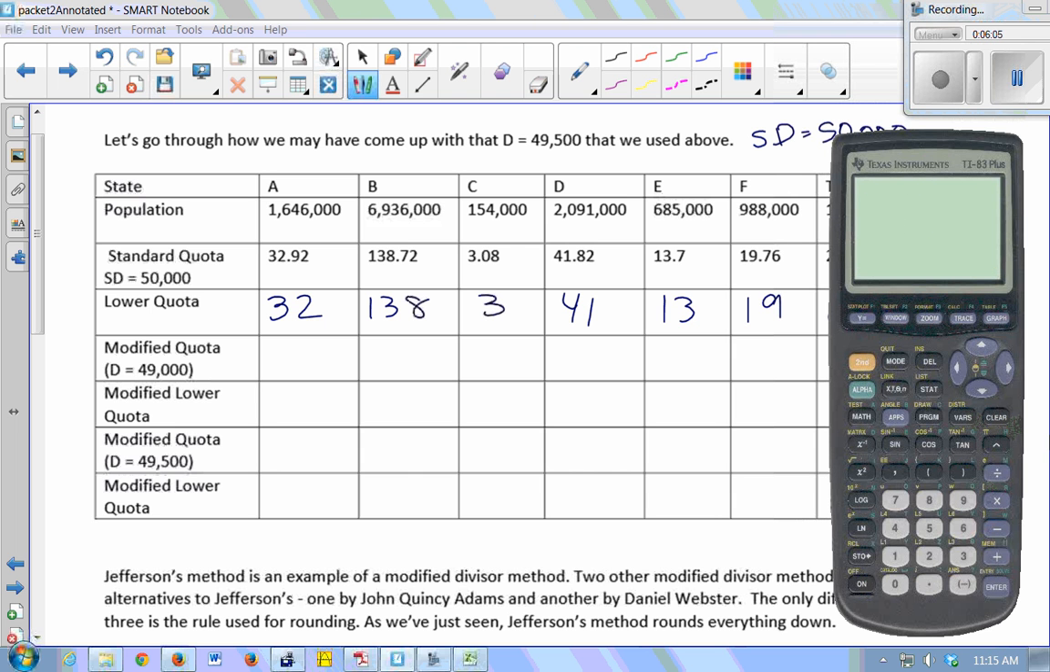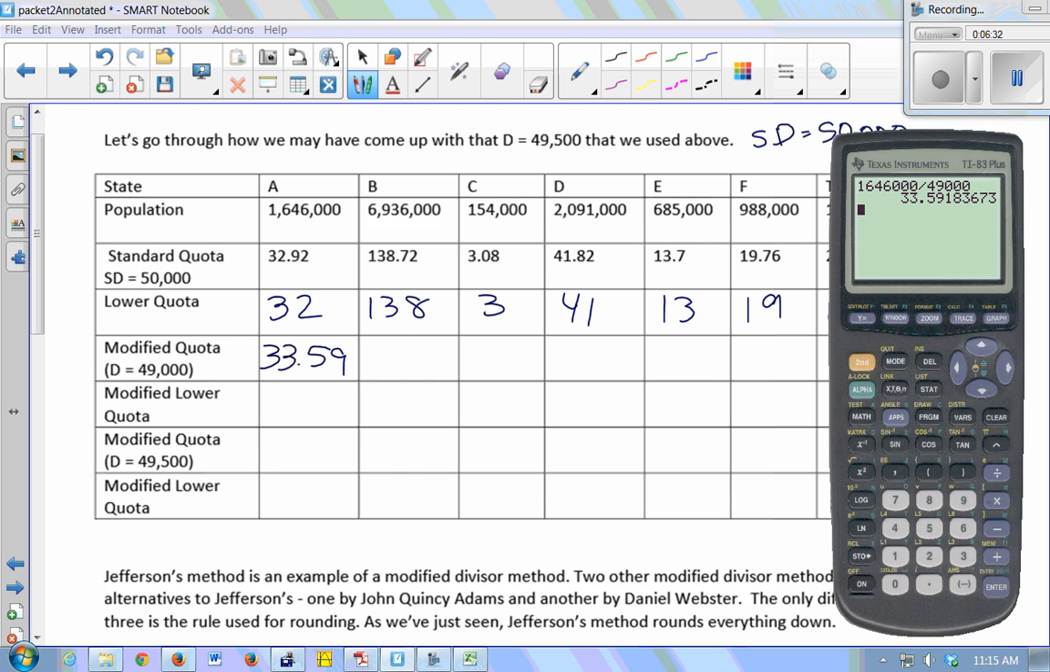Okay, so 1,646 divided by 49,000, and I get 33.59. So you can see by making that divisor smaller, my quota went from 32.92 to 33.59. Quotas are all going to get a little bigger, and hopefully instead of adding up to 246, it'll add up to 250.